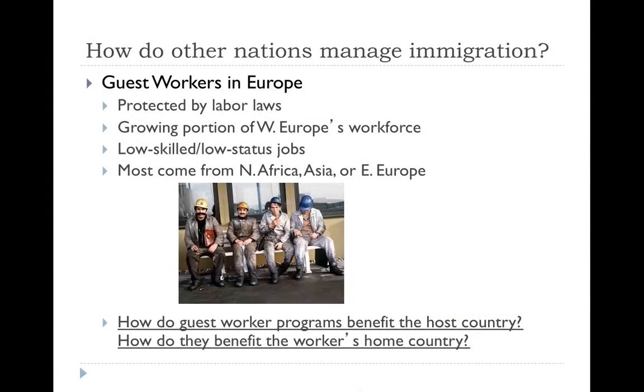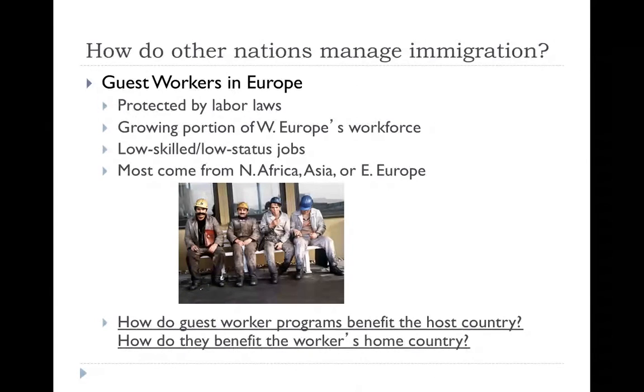Finally, as we get into the last few things here, how do other nations manage immigration? We've talked a lot about the United States. When we look at other nations, Europe specifically uses a guest worker program. Those workers are protected by labor laws, and there's a growing portion specifically of Western Europe's workforce that is this guest worker program. Workers come from Eastern Europe and even parts of the Middle East into these Western European countries to make money.